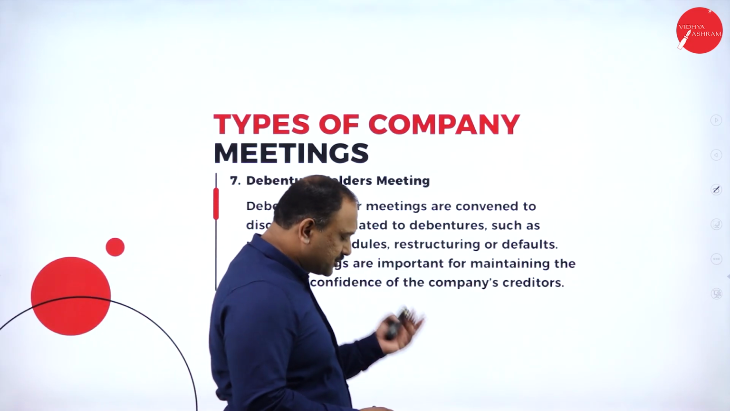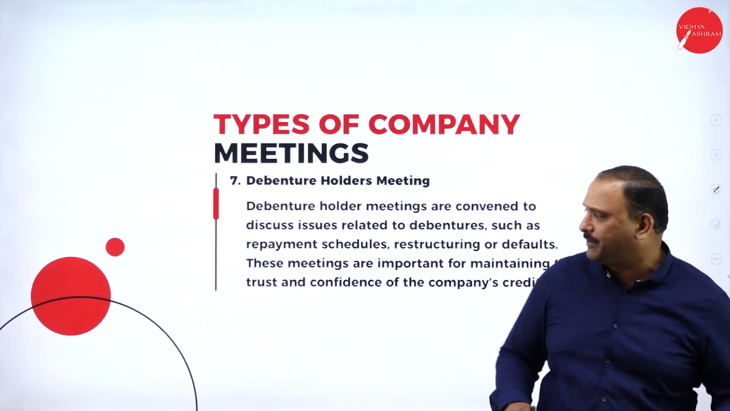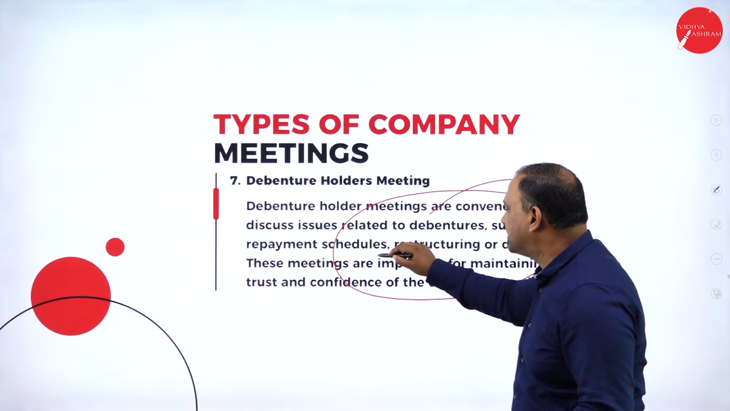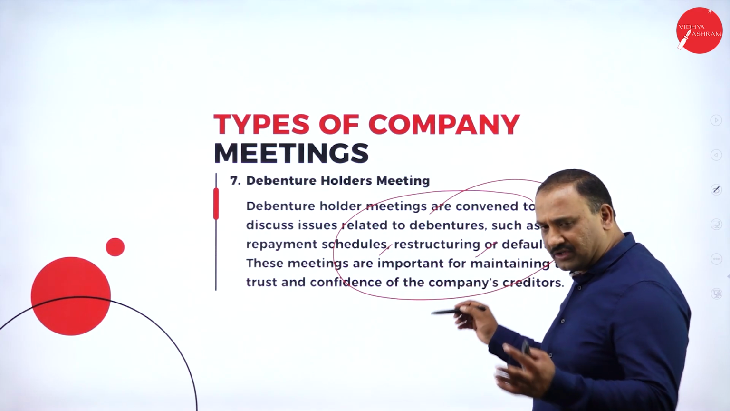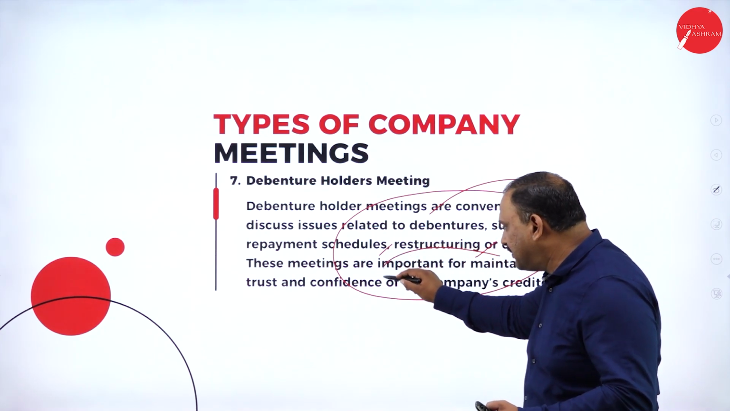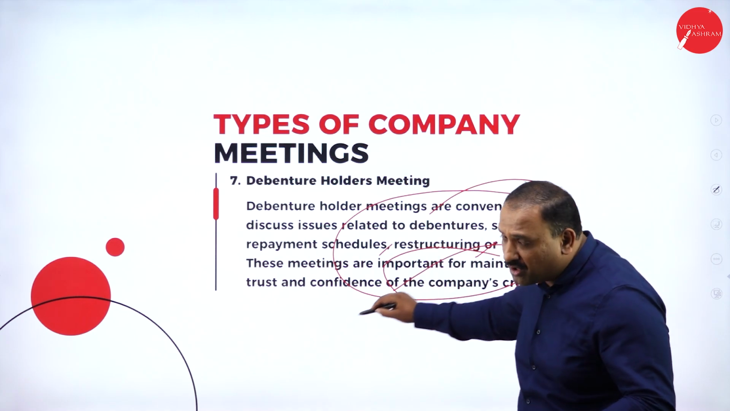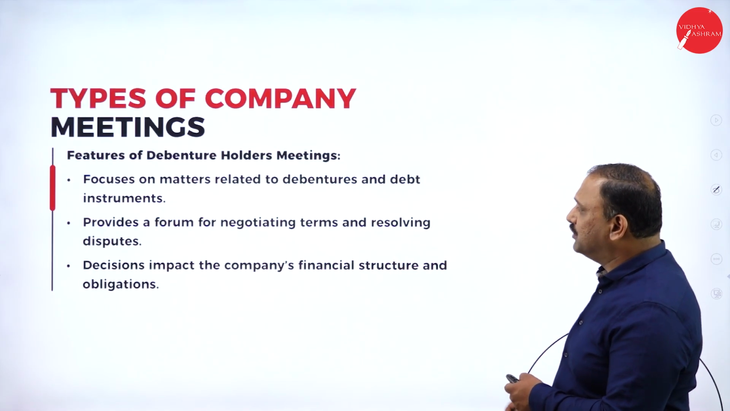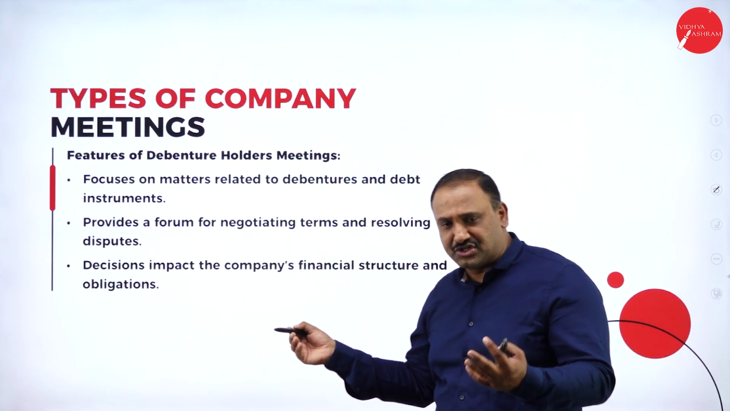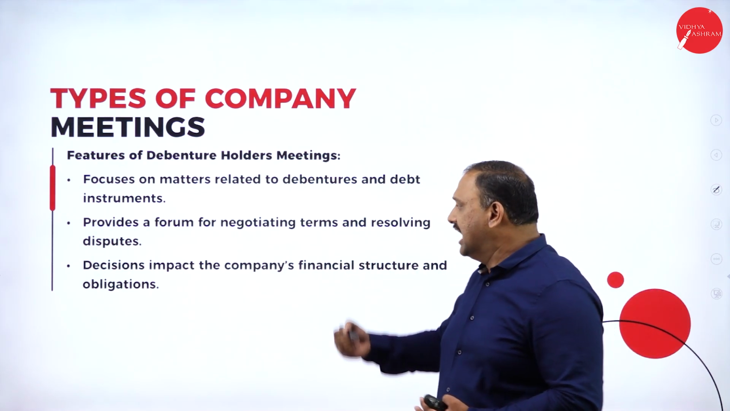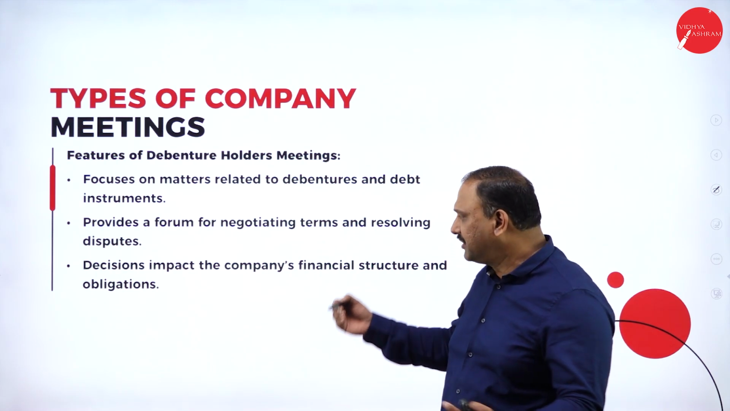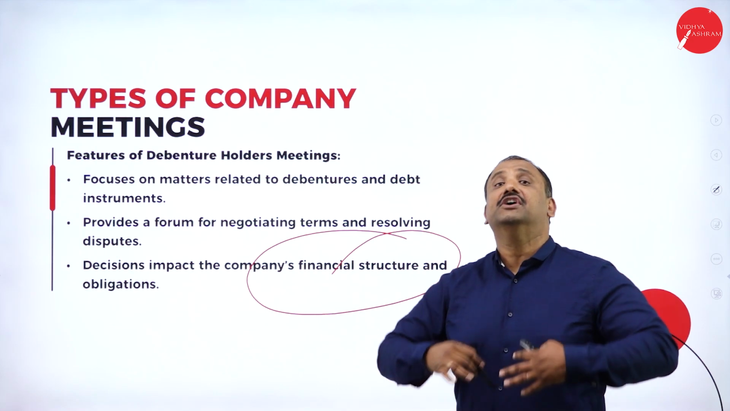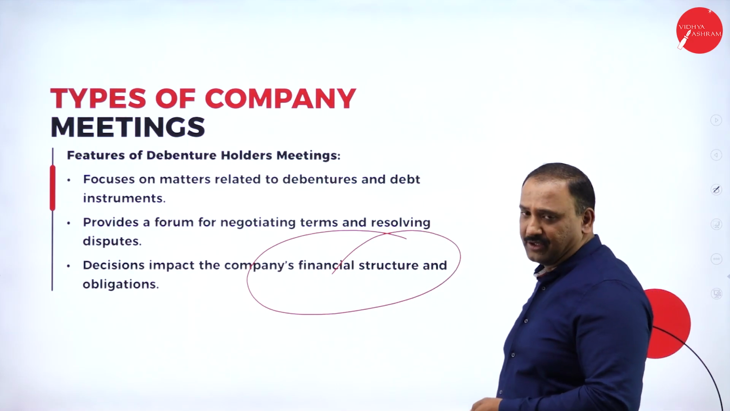Followed by which the debenture holder meeting. Now, this is also very important. Why? Because the debenture holder meetings are convened to discuss the issues related to debentures, such as repayment schedules, structuring, or defaults. Sometimes it's very, very important to maintain the trust and confidence of the company. So that is also a very, very important feature. So now when you look here, we talk about the debt instruments. If the company is getting into some serious debt, how we need to recover, what are the negotiating terms and contracts, and how the company's financial structures and obligations are resolved using this particular kind of meeting.